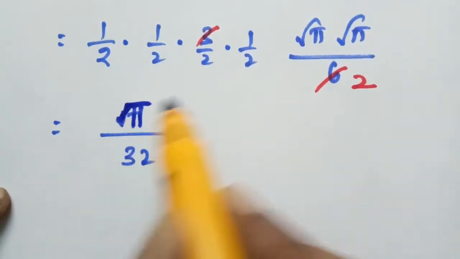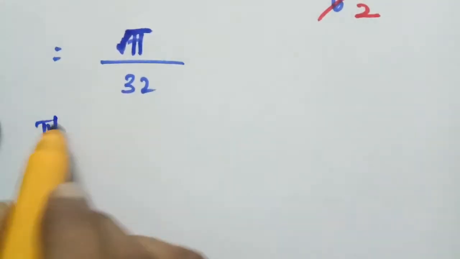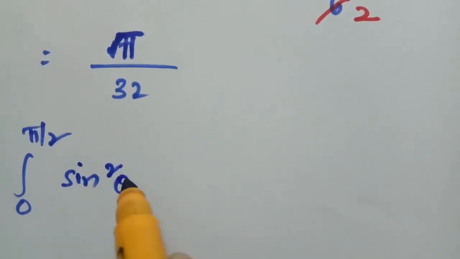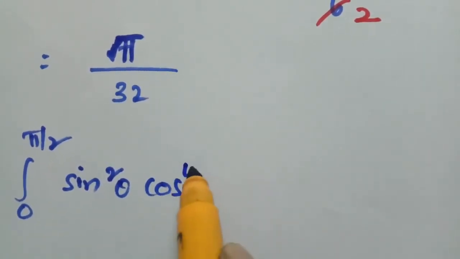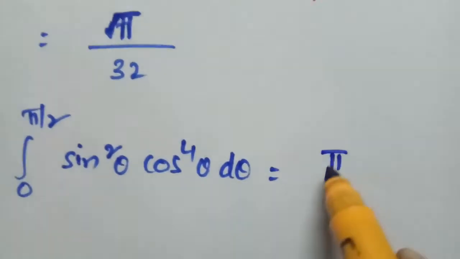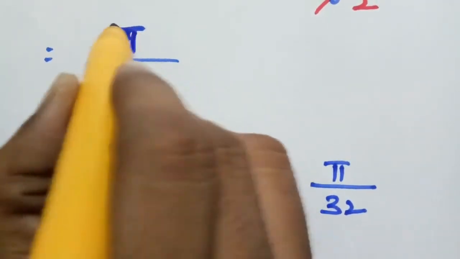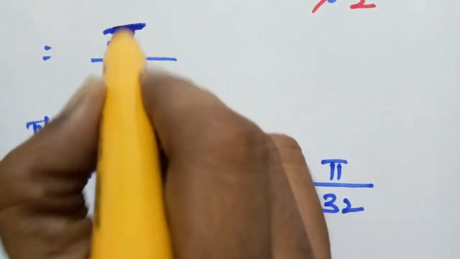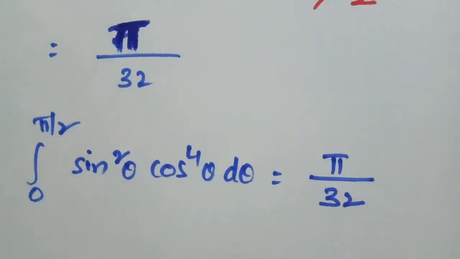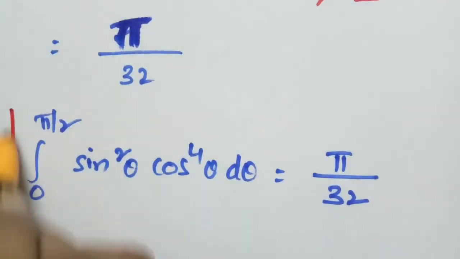Therefore integral 0 to pi by 2 sin square theta into cos to the power of 4 theta into d theta is equal to pi by 32. Here there is no square root. Here this is pi by 32. Therefore this is our required answer.